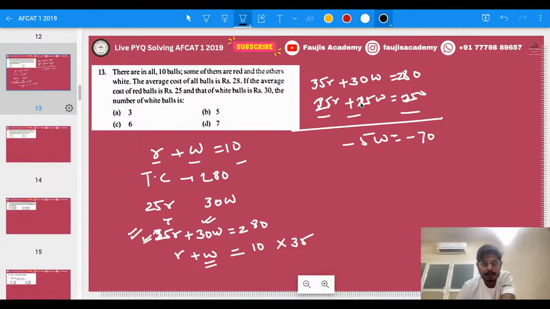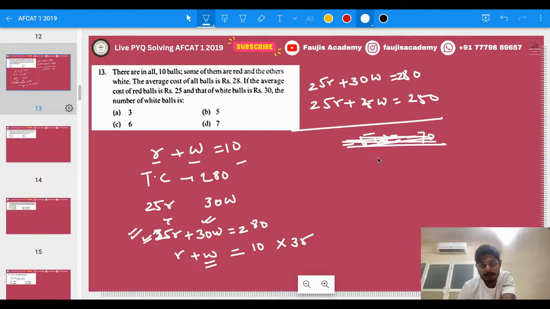One moment. Over here, this value will become how much? And this value is also your 25, right? So 25R plus 25W is equal to 250, isn't it? That means this is not the correct one. That means 5W is equal to 30. That means W is equal to 6. And I'm searching for W.